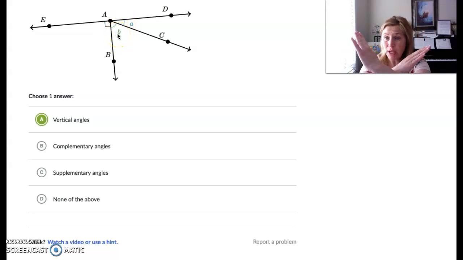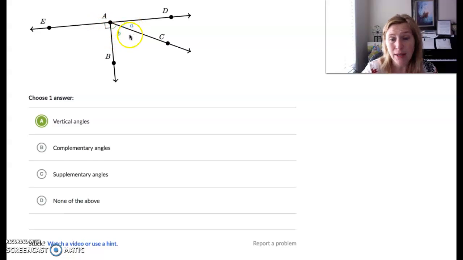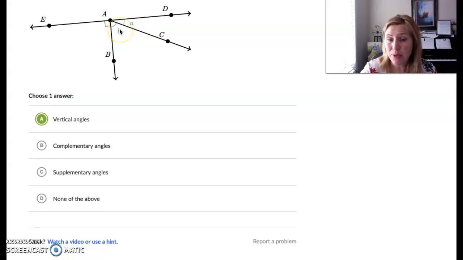Now remember, vertical angles are two lines that intersect that create kind of this V, okay? So we don't have that. We don't have two intersecting lines here, so we don't have vertical angles. Supplementary would be this line right here. So if the two angles were this total line, so it'd have to be both, like this whole thing, and it's not that. That would be supplementary.